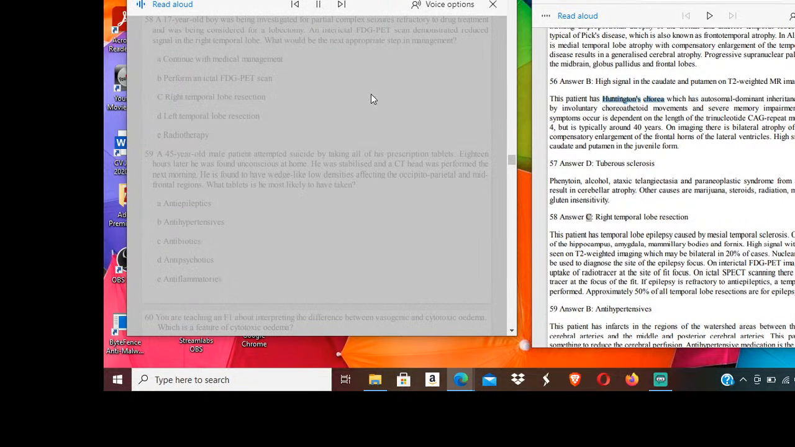A 17-year-old boy was being investigated for partial complex seizures refractory to drug treatment and was being considered for a lobectomy. An interictal FDG PET scan demonstrated reduced signal in the right temporal lobe. What would be the next appropriate step in management? A. Continue with medical management. B. Perform an ictal FDG PET scan.